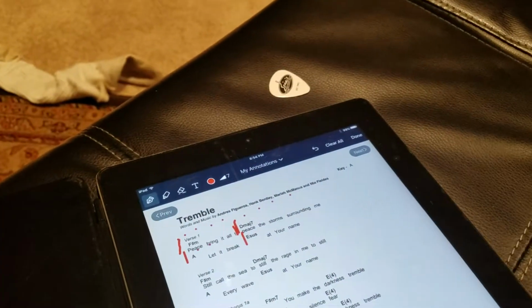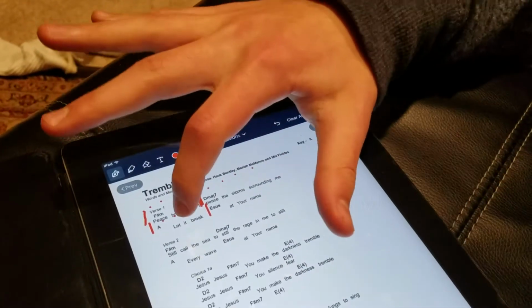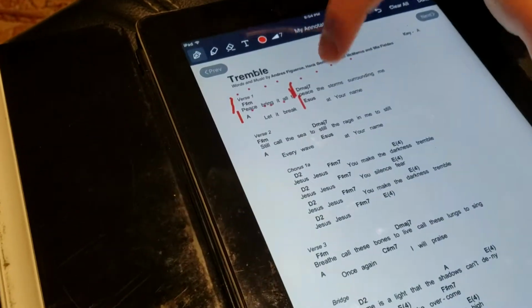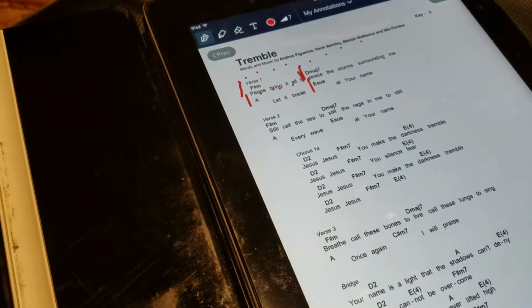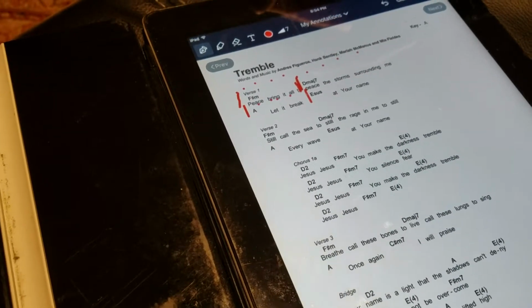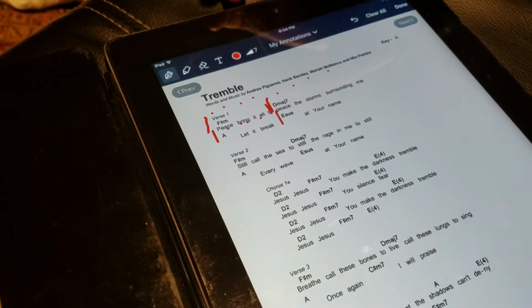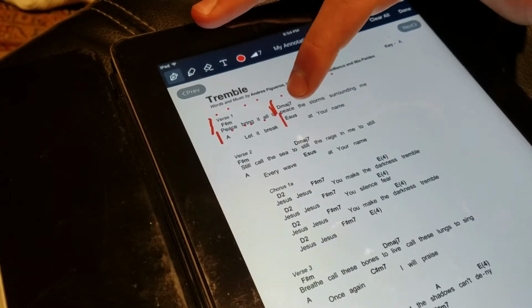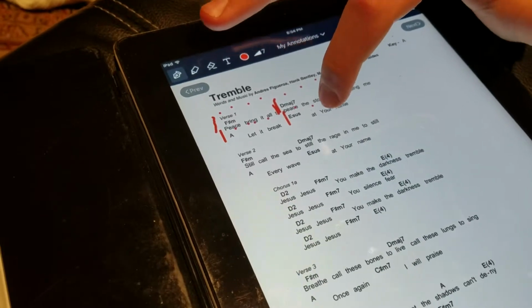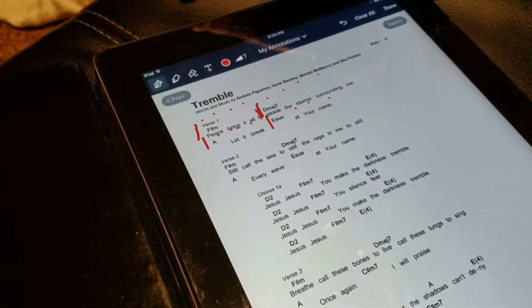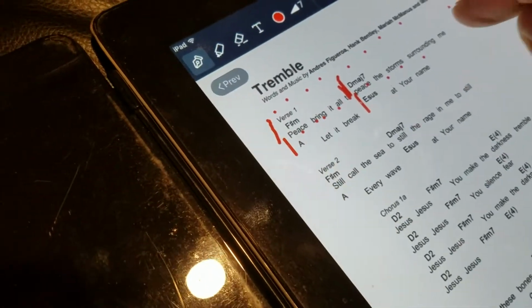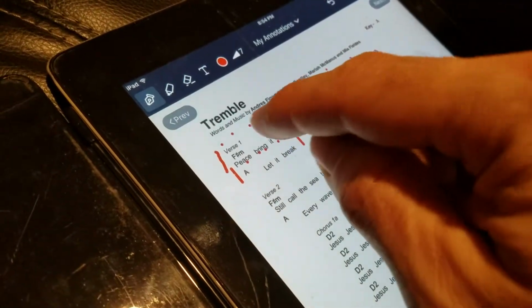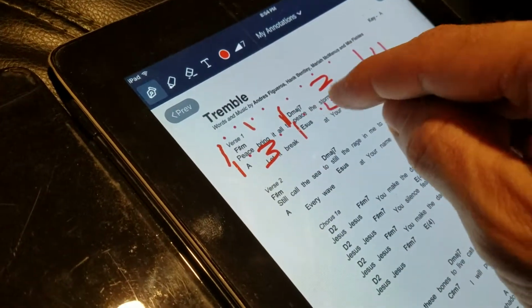Okay. And then let it break. So there we have like a pickup where the down strum is change, let it. It's like on the 1 and 1, let it break, 4, boom, at your name. All right, so we've got that first section there. We have a total of, looks like 16 beats, and we have 4 bars there in that first section. So that's 1 here, 2 here, 3 here, and 4 there for that first section of the song.